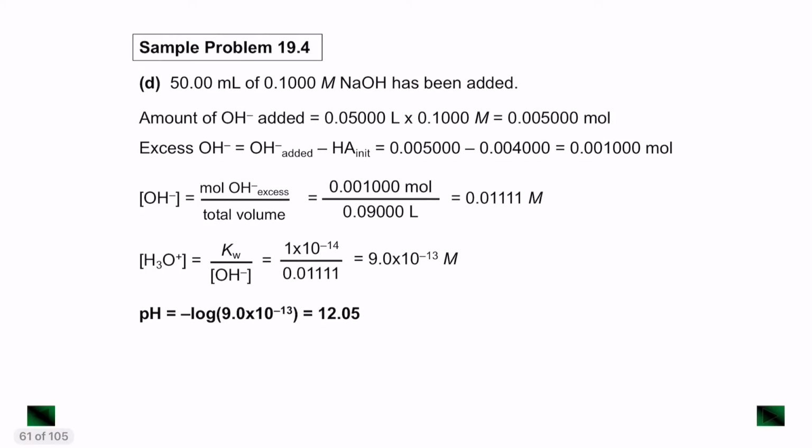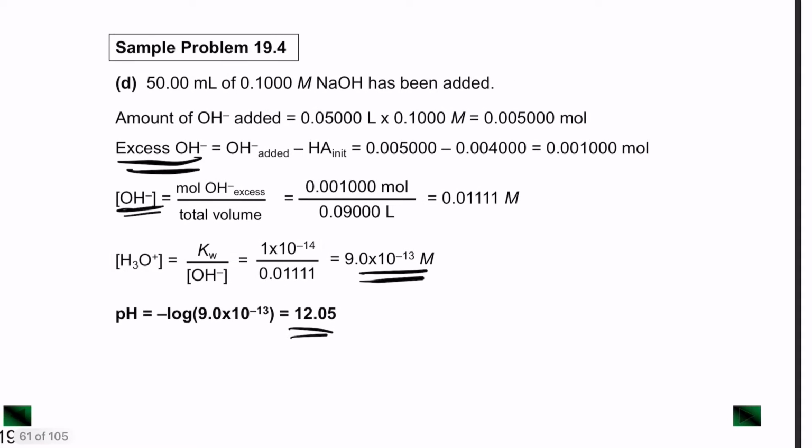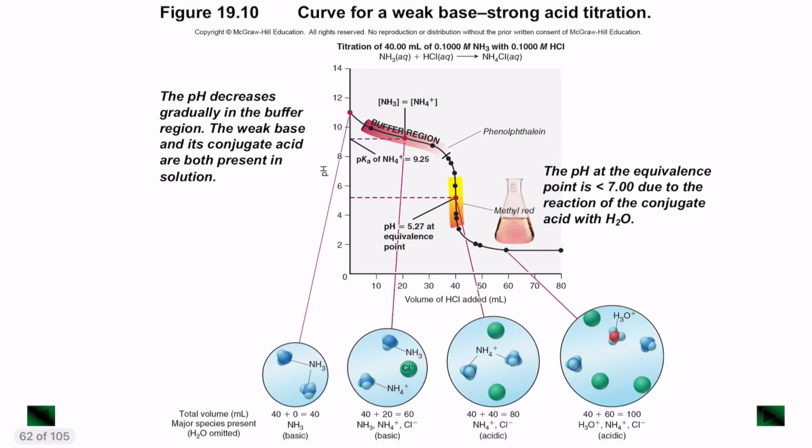So this is the equivalence point. Again, when you have 50 ml, you will have excess OH minus. From the excess OH minus, you can calculate the H3O plus concentration and finally figure out the pH. Next, let's talk about a weak base and a strong acid titration.